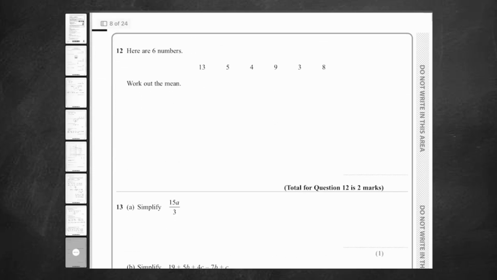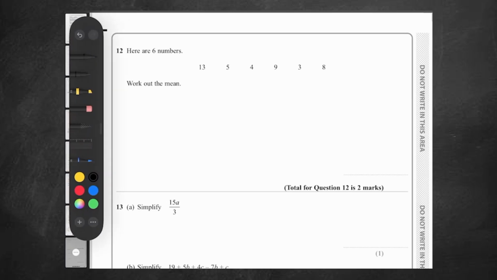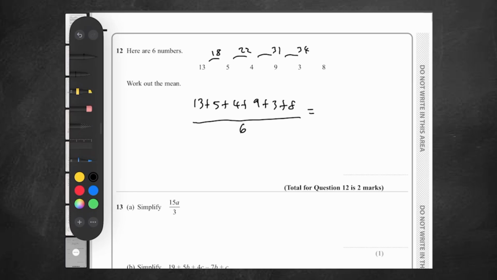Question 12. Here are 6 numbers. Work out the mean. So the mean is just add up all the numbers and divide by how many there are. So 13 plus 5 plus 4 plus 9 plus 3 plus 8, all divided by 6, which is going to be, those two added up is 18, add 4 is 22, add 9 is 31, add 3 is 34, add 8 is 42. 42 divided by 6 equals 7.